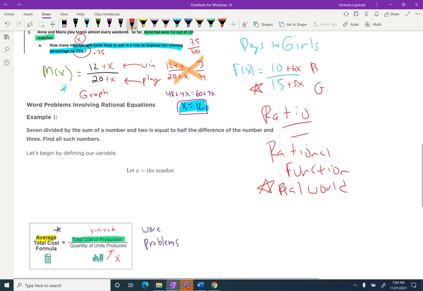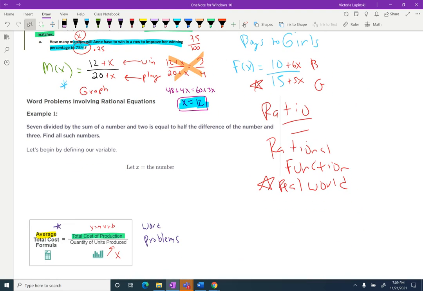I have just some words here that you're trying to convert to an equation. So 7 divided by the sum of a number and 2 is equal to half the difference of the number and 3. Find all such numbers. So again, we didn't necessarily do any problem that was just like this. The idea behind this is, again, you're trying to come up with some kind of a ratio. So let's let x be the mystery number.